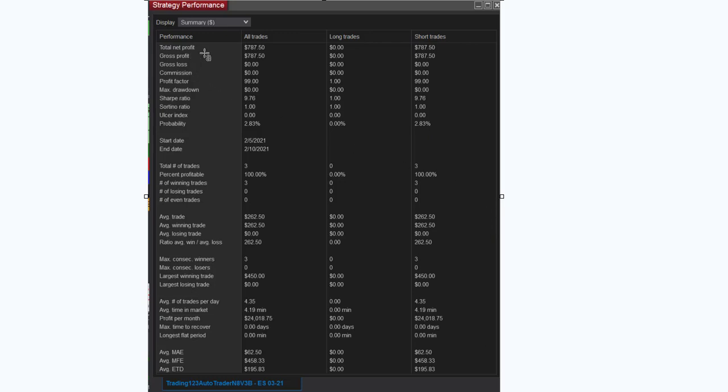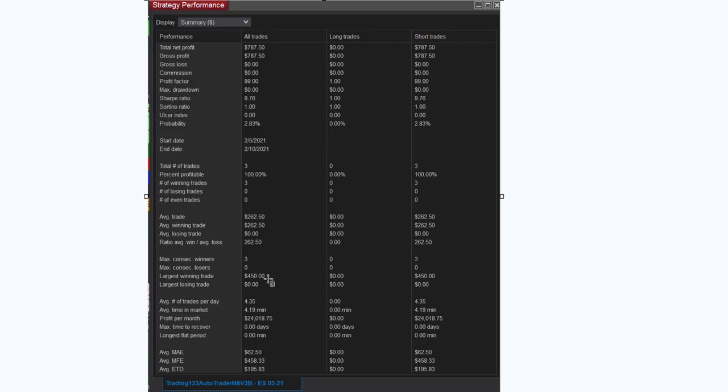Basically the trade, total net profit 787. Made all its money in the short trades. That was a nice short. And 3 trades, 100% winners. Average trade is $262. And it had 3 consecutive winners. Largest winning trade, 450. And these are just some statistics.